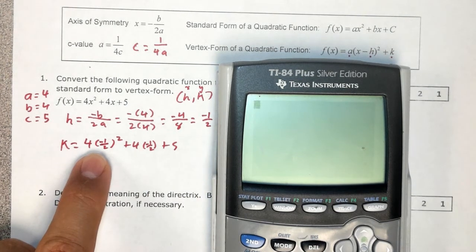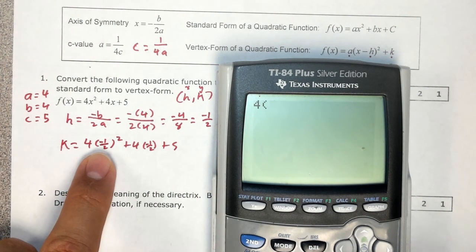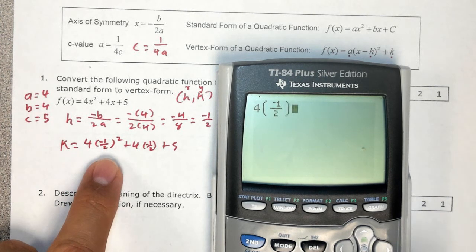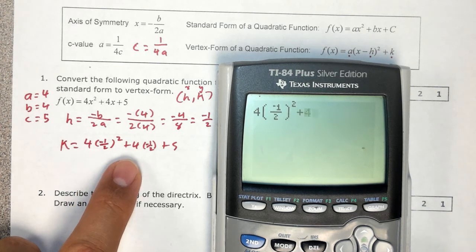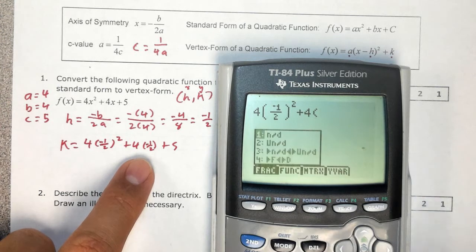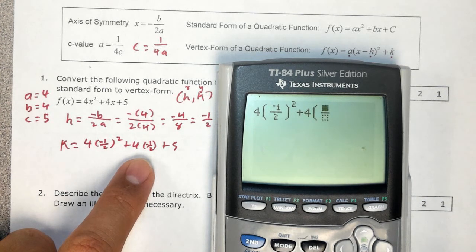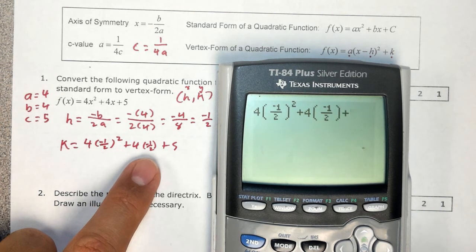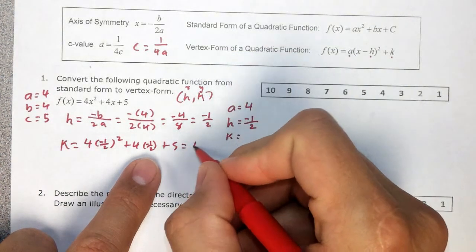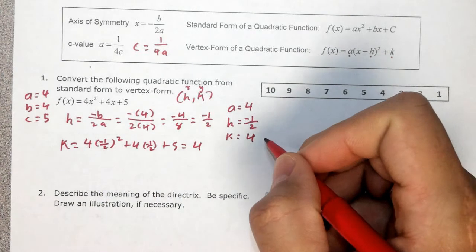This one, we're going to put a little bit more in, so 4 parentheses alpha y equals negative 1 over 2, and we are going to square all that, plus 4, and we're multiplying by negative 1/2. If you wanted to, you could have put that in as a decimal, negative 0.5. That would work just as well in this case. I hit enter, and I get 4. So all this is equal to 4. K is equal to 4 right here.